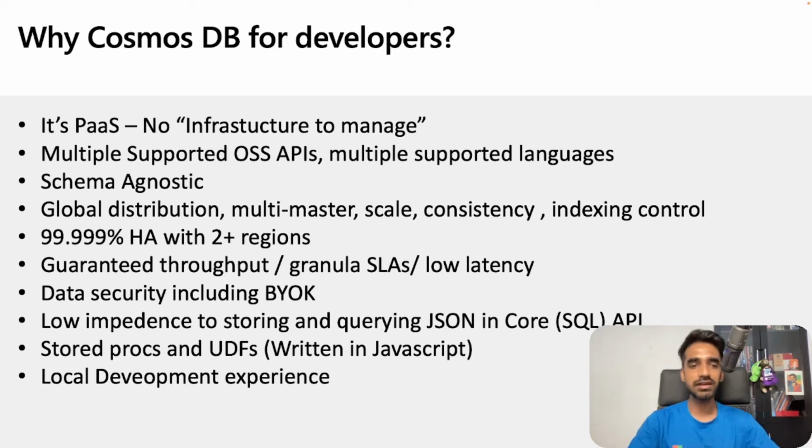Also, the Core SQL API supports querying the items using the structured query language syntax, which provides a way to query the JSON objects that developers heavily interact with in web applications. Of course, for the developers, we have stored procedures and user-defined functions, which is really a big plus for some of the new developer communities. Last but not the least, developer experience is something that we fully focus on in Cosmos DB. We provide you the ways to try out Cosmos DB for free, as well as tools and extensions to spin up your local environment without any cost. I will cover those in a separate video.